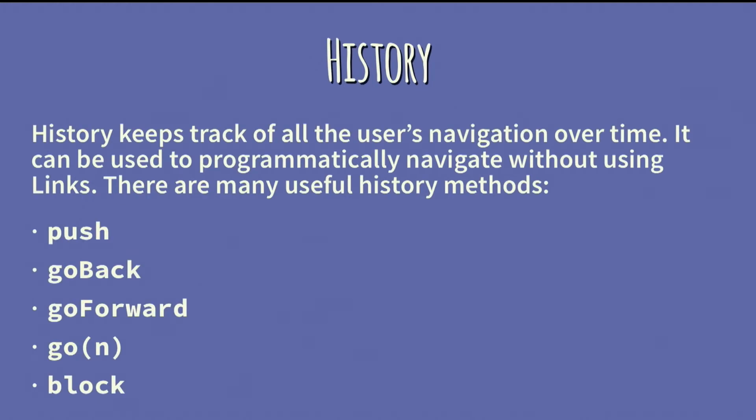Then there's history. Who knows how to read? Go for it. History keeps track of all the user's navigation over time. It can be used to programmatically navigate without using links. There are many useful history methods: push, go back, go forward, go in, and block. Yeah, and there's more than that too. We're especially interested in things like push, go back, go forward.